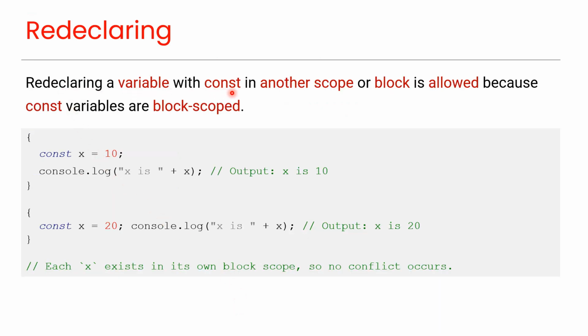Redeclaring a variable with const in another scope or block is allowed because const variables are block scoped. In this code, we declare x inside two different blocks. Each x only exists inside its own block, so there's no conflict.